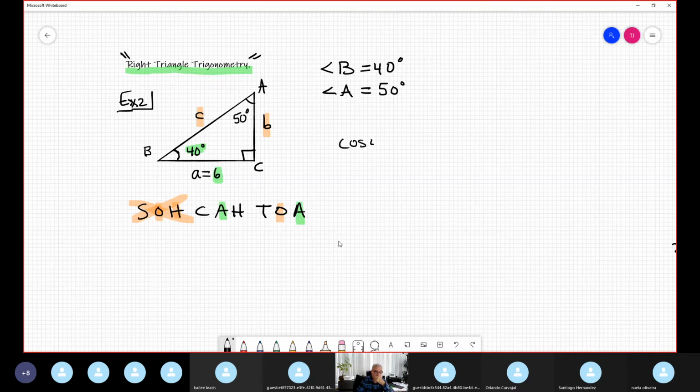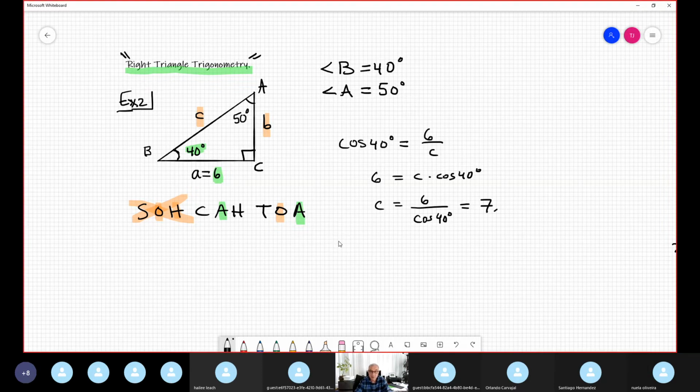Cosine 40 degrees is equal to adjacent, which is 6, divided by hypotenuse, which is C. The only unknown is C. Now cross multiply: 6 times 1 equals C times cosine 40 degrees. Therefore, C alone is 6 over cosine 40 degrees. Calculator now, please. I need help. 7.83. Exactly.